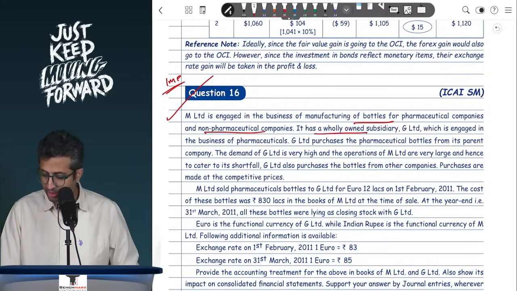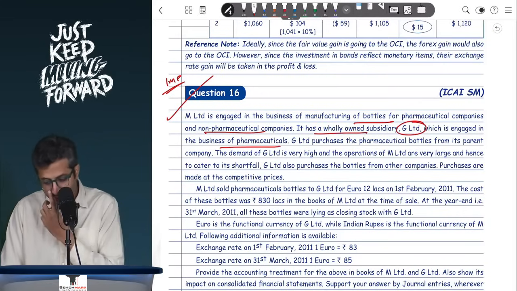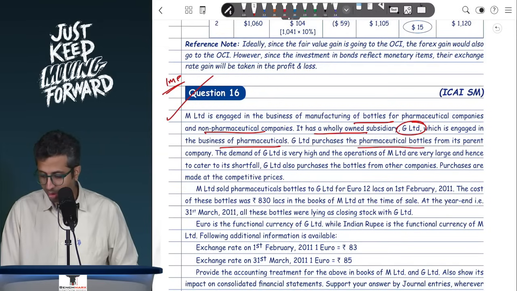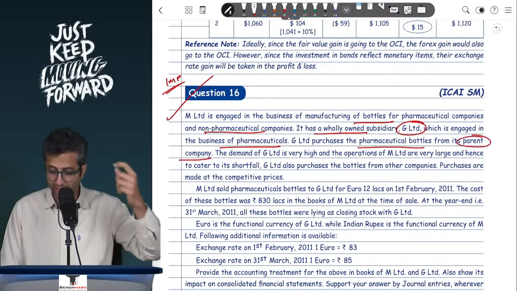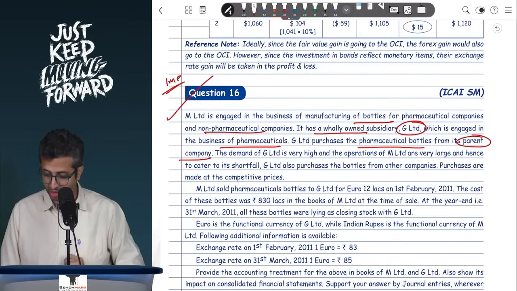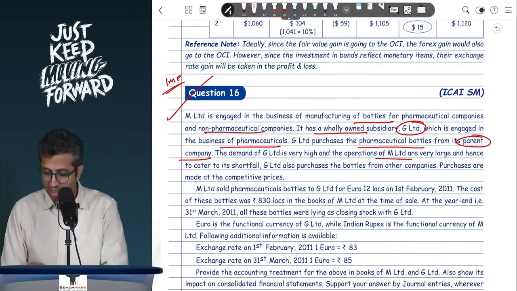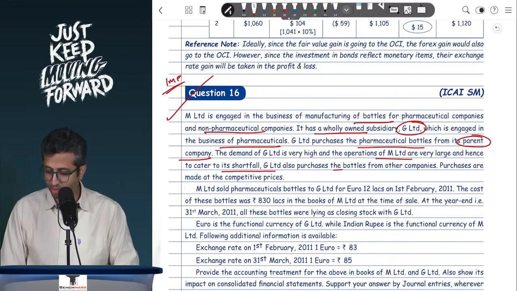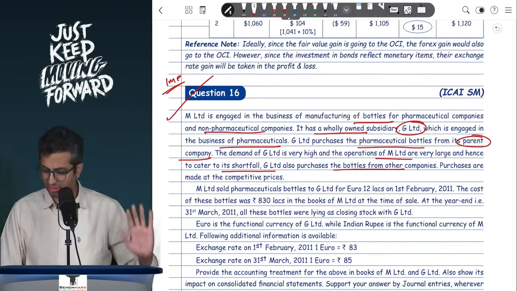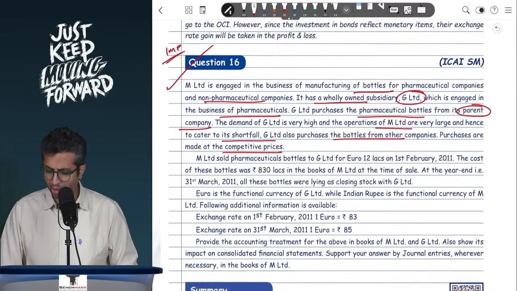It has a wholly owned subsidiary G, which is engaged in the business of pharmaceuticals. So it is making medicines. G purchases the pharma bottles from its parent company. So M, that is a parent, is selling to G, that is a subsidiary. The demand of G is very high and the operations of M are very large, and hence to cater to the shortfall, G also purchases bottles from other companies. So that is general information. Purchases are made at competitive prices.